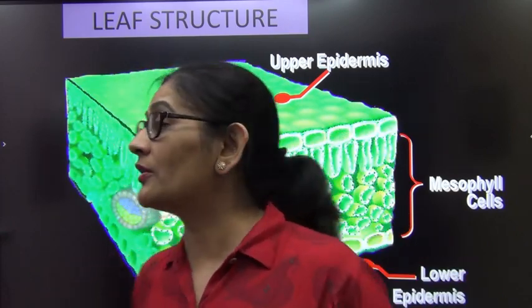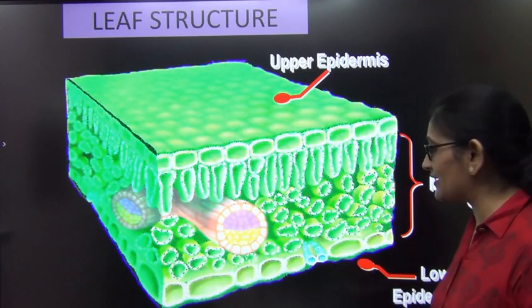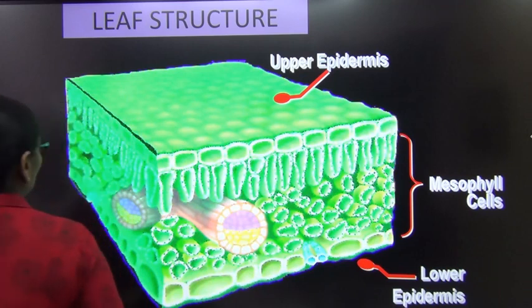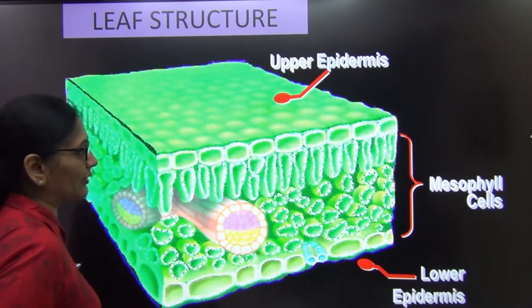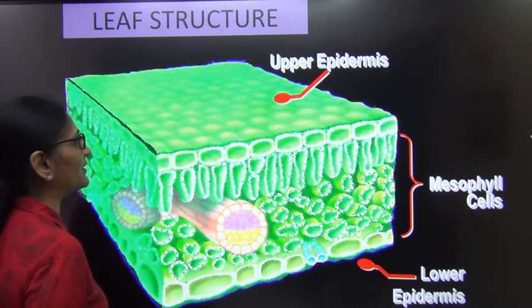So this part is called your mesophyll. So as you can see, I have labeled this as upper epidermis, this as lower epidermis, and the middle part of the leaf I have labeled as mesophyll. Now I want to tell you a few things about each part. The first part about which I told you is the upper epidermis.